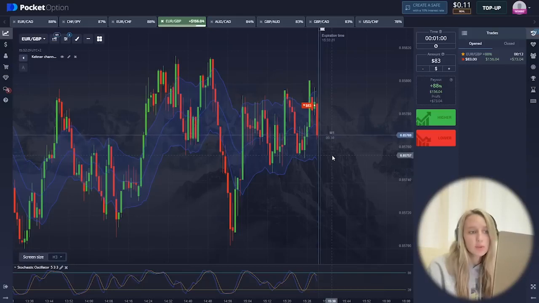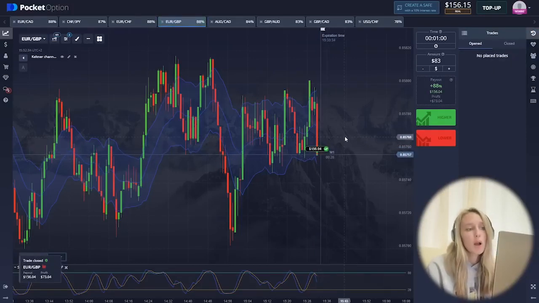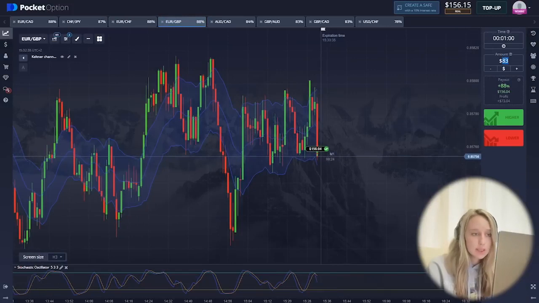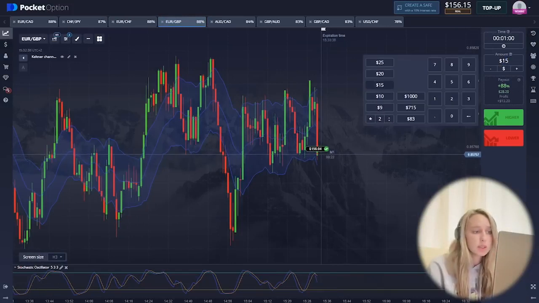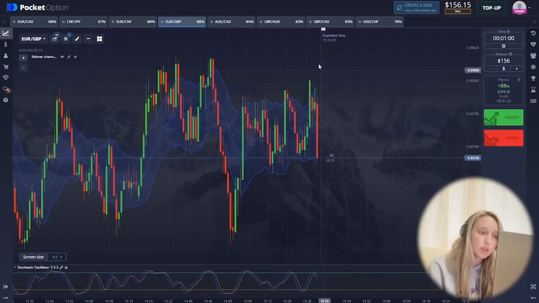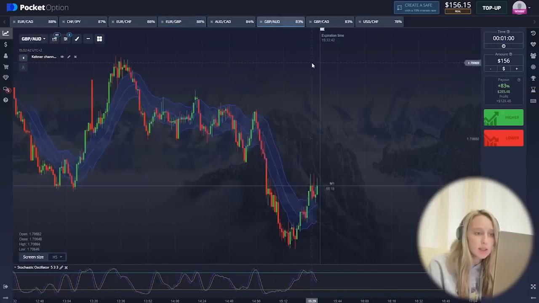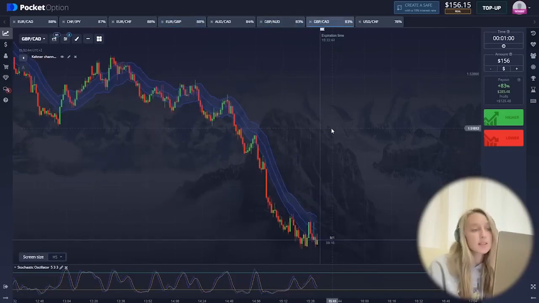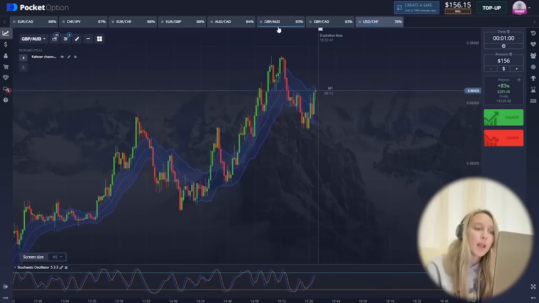According to the settings of the stochastic, the oversold and overbought zones are 20 and 80. We don't change anything in these parameters. We only change this period. So our deal confidently closes in a plus. Let's immediately set the maximum value of the transaction amount, that is $156, and continue our trading. And we will select the next currency pair.